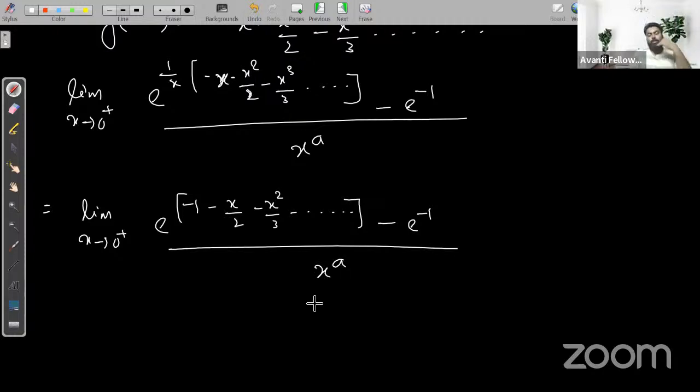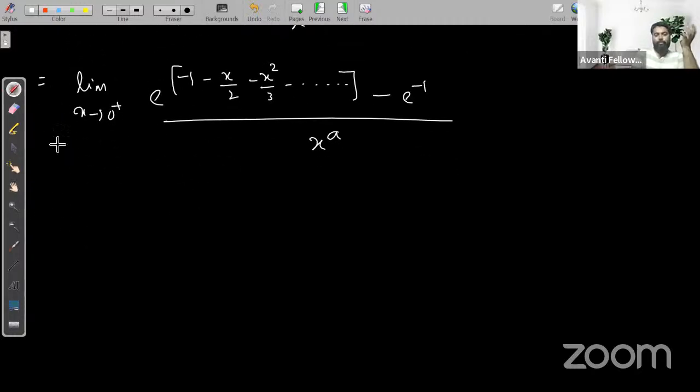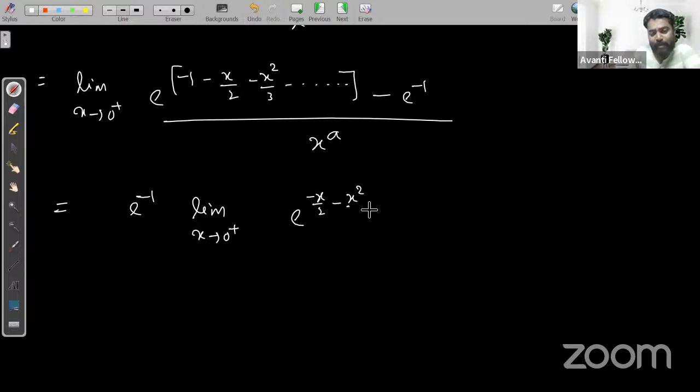Acha, can you tell me, in the numerator, we can take e to the power minus 1 as common. Okay. And we know e to the power minus 1 is constant. So I'm taking e to the power minus 1 to the outside, limit x tending to 0 plus, after taking e to the power minus 1 as common. So what you are getting? e to the power minus x by 2 minus x square by 3 and so on, minus e to the power minus 1 by x to the power a.